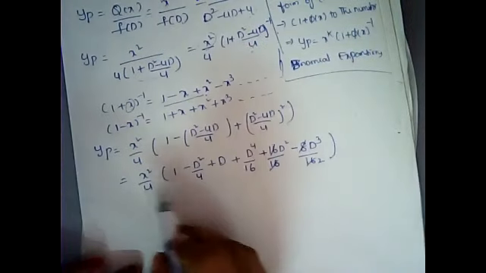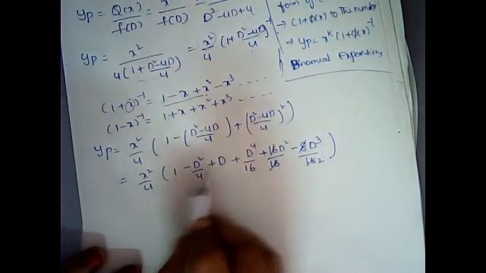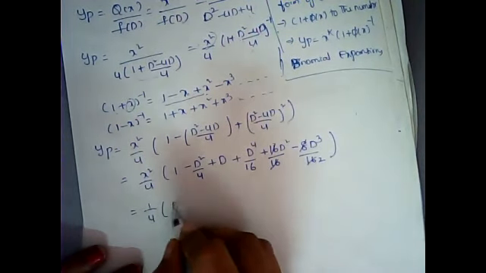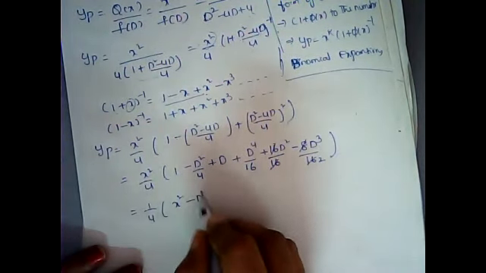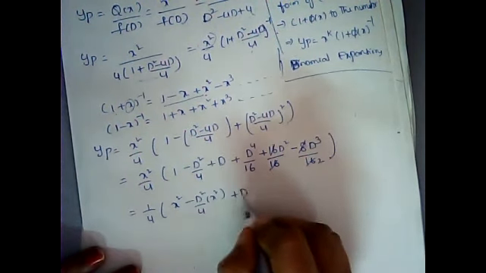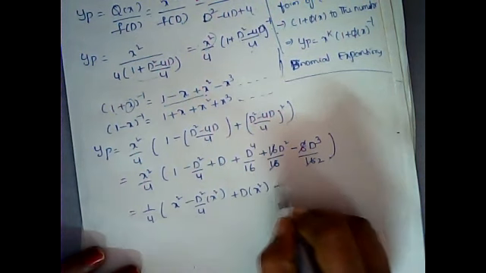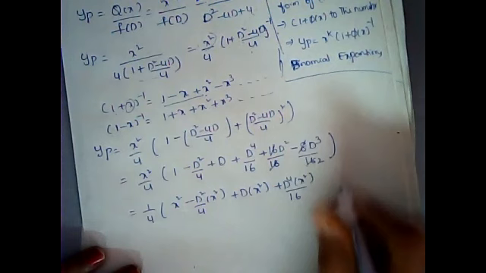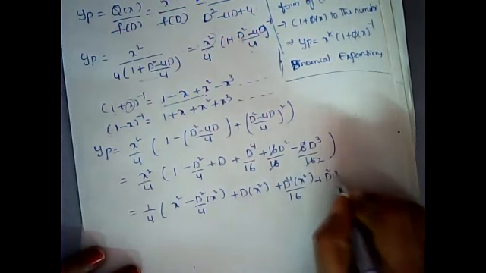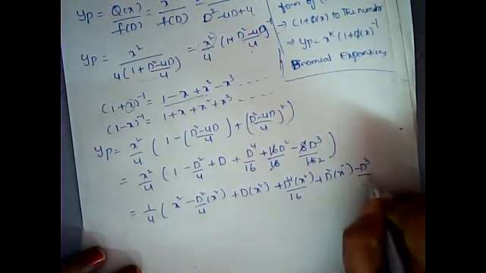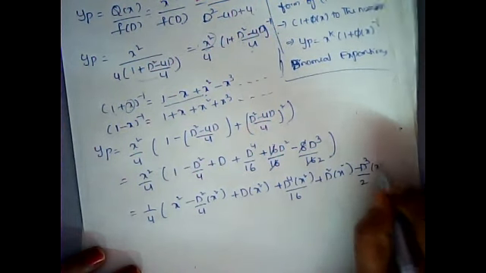Now, so now multiply x square to each and every term here. So which will be 1 by 4 x square minus d square by 4 of x square plus derivative of x square plus d power 4 of x square by 16 plus d square of x square minus d cube by 2 of x square.